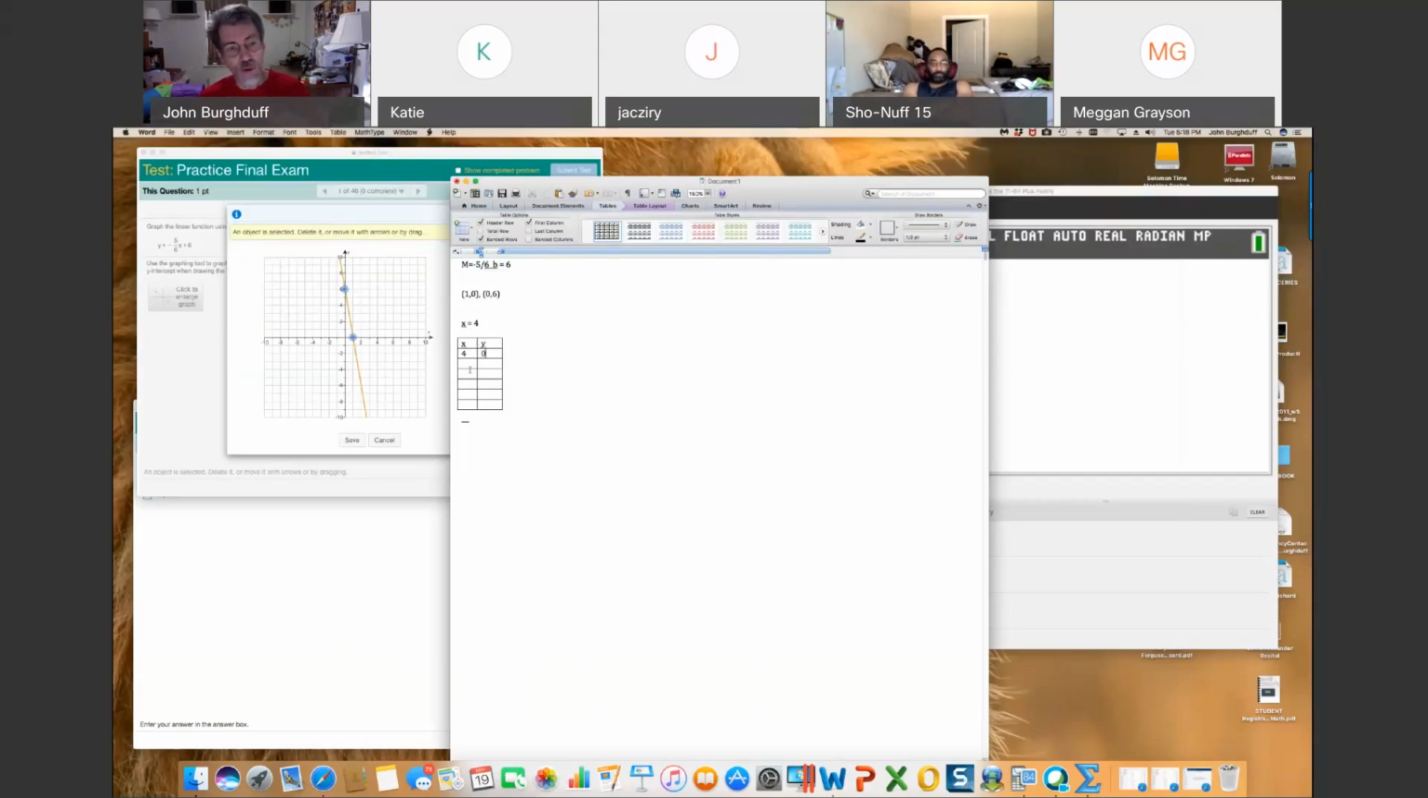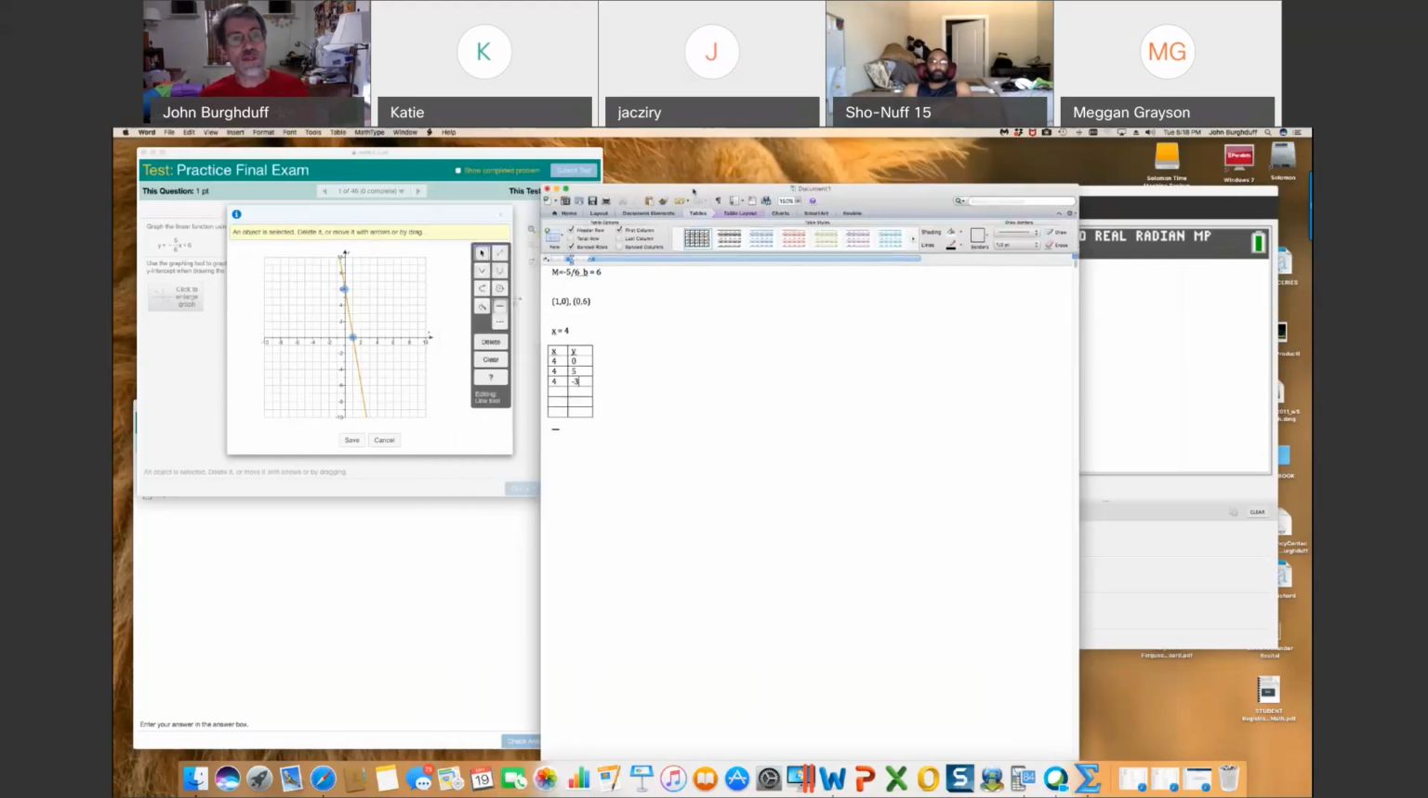I can put in a 0. X always has to be 4. I always have to put a 4 for X, and Y can be anything. So I'm just picking random numbers. As long as the X is always 4, the Y, well, let's put a negative in there too. The Y can be anything, but the X has to be 4.